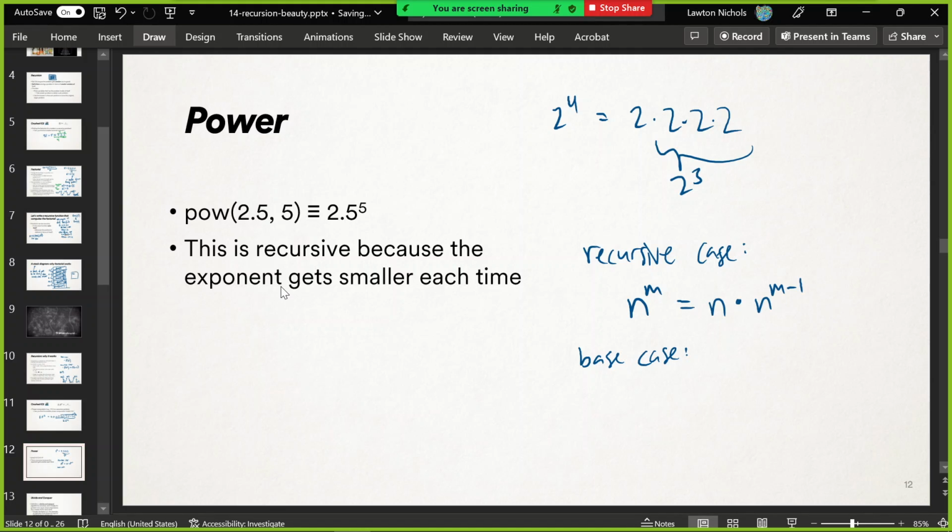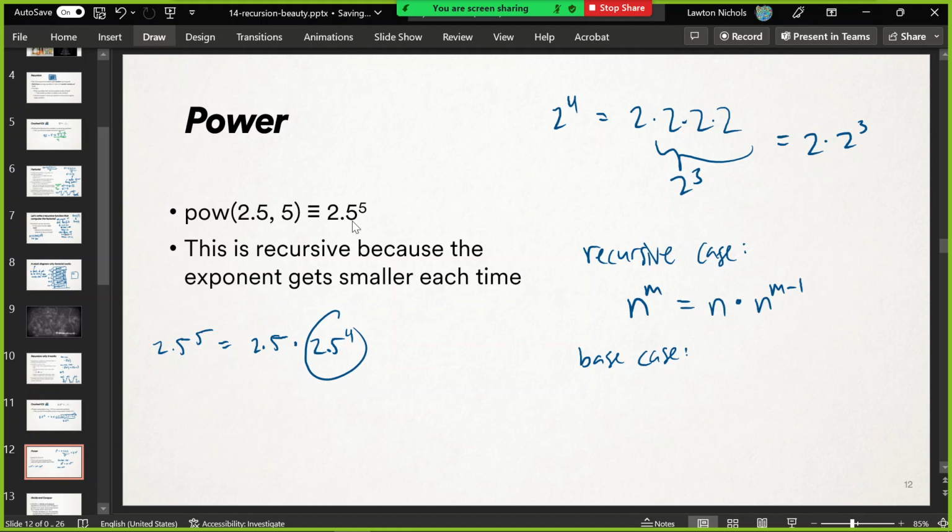So let's figure out what the base case should be. Let's try this out. 2.5 to the 5th is equal to 2.5 times 2.5 to the 4th, according to our recursive case rule. Just like 2 to the 4th is equal to 2 times 2 cubed. Okay? So that's our rule.